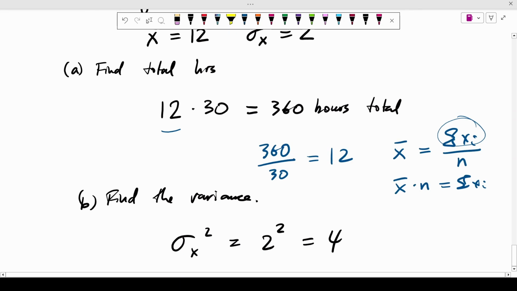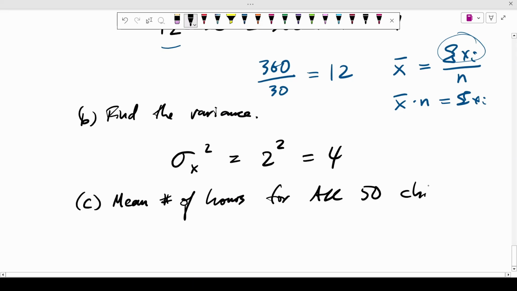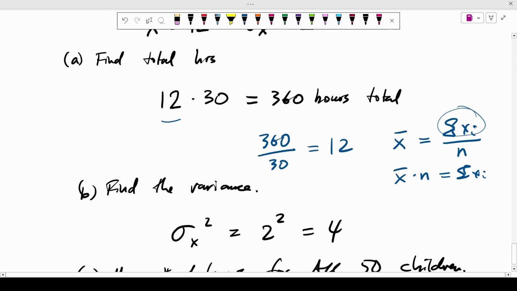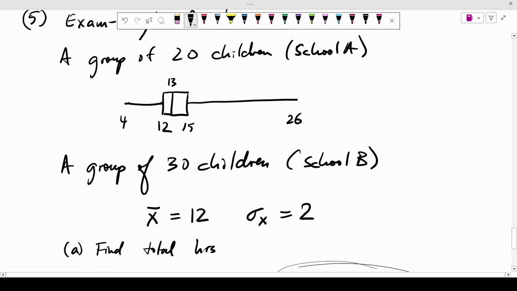Then the next question is to find the mean number of hours that all 50 children spent. Okay, so now we want the mean number of hours for all 50 children. We know the mean for these 30 children. We know the total hours spent for these 30 children. But we're not given the mean for these 20 children, right? We're given a box and whiskers. This is the median, not the mean. So, what could we do?